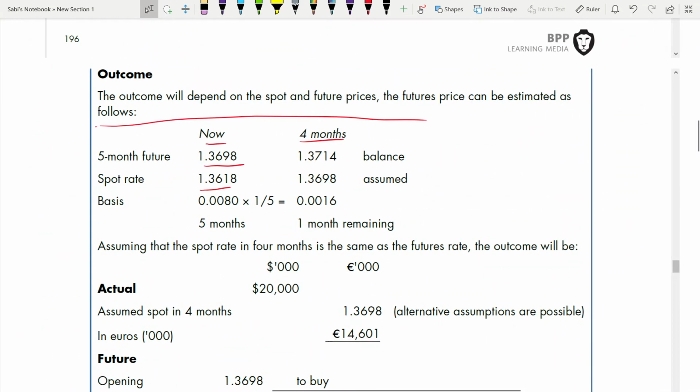So it is 1.36. Now, the basis. If you are taking the difference, it will be the 5-month future minus the spot now, times 1 over 5. Why 1 over 5? Because the hedging period is for 4 months. We have taken a 5-month future, so for that 1 month there is a basis risk, because we are only hedging it for 4 months. That extra 1 month we are not hedging. So 1 over 5: only 1 month out of the total 5 is for basis risk, and it will be 0.0016. Now, okay.